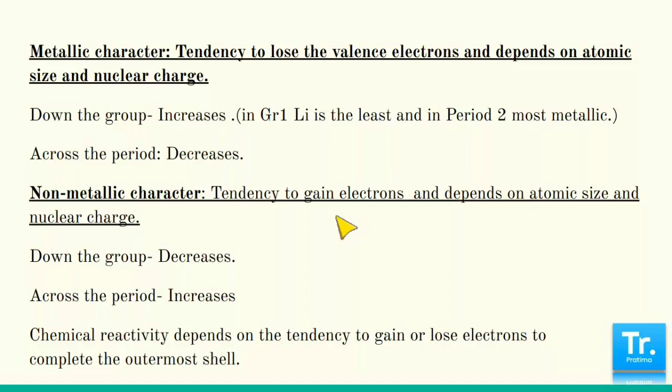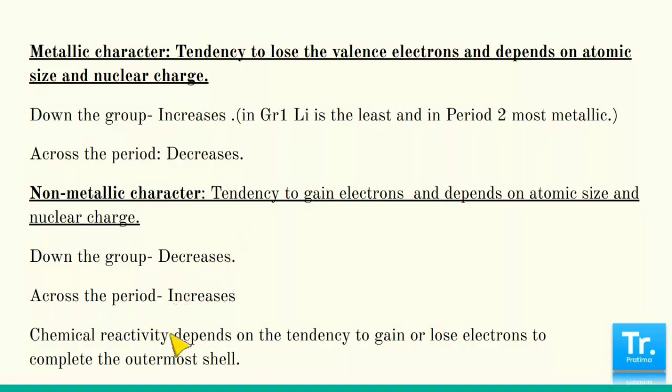The tendency to gain electron, and it is non-metallic in character, depends upon atomic size and nuclear charge. Now again, smaller the atomic size, greater is the nuclear pull, so tendency to gain electron becomes more, so more non-metallic. Greater the nuclear charge, more tendency to pull the electron, a better non-metal. Now the variation down a group, the non-metallic character decreases, reason: atomic size increases and its effect overpowers the nuclear charge, therefore it decreases. Across the period, yes, it increases. About non-metals, if metals are good reducing agents, non-metals are good oxidizing agents because they are going to gain electrons.